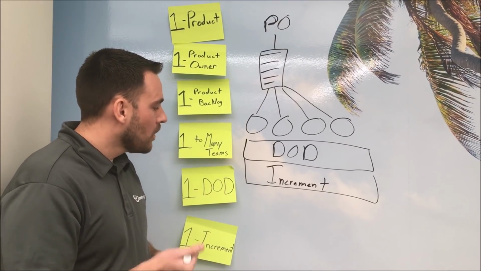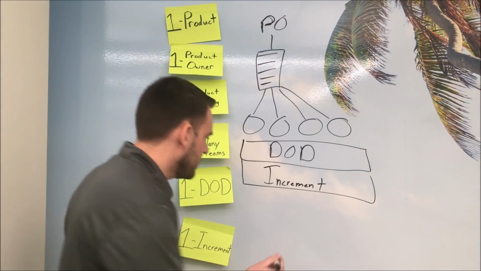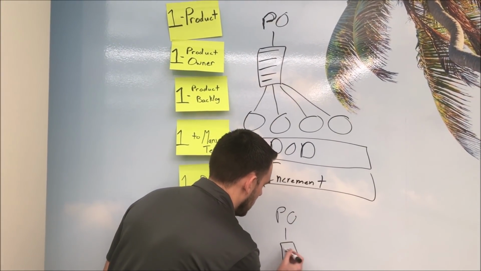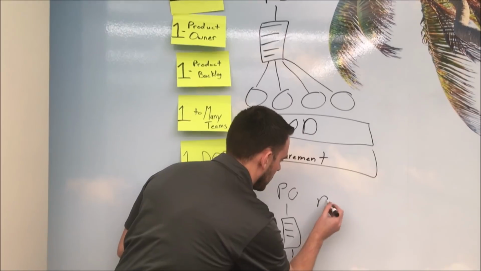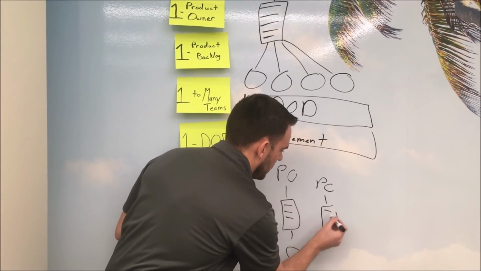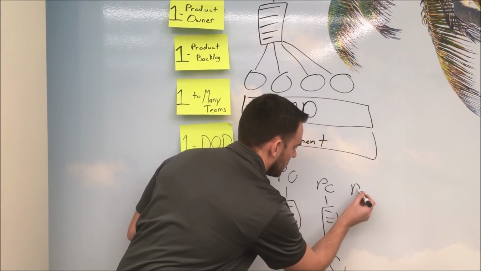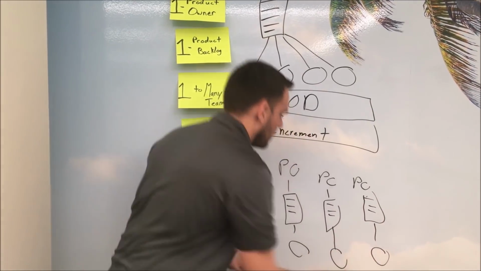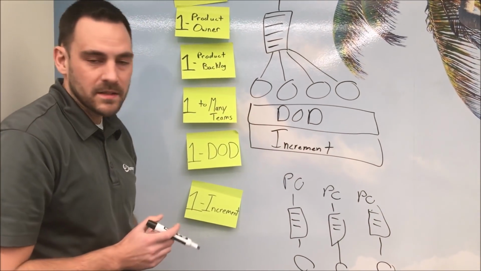What some people like to do when they try to scale is they'll do one product owner, a backlog, one team; a product owner, a backlog, a team; a product owner, a backlog, a team, and so on. They'll keep adding more and more in those cases.